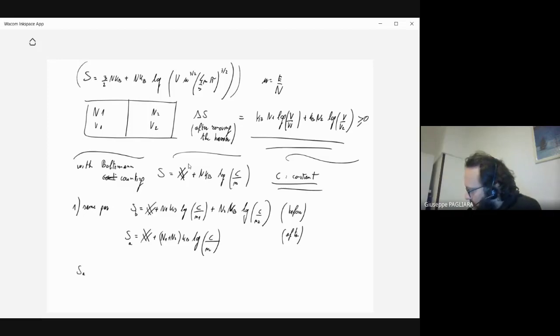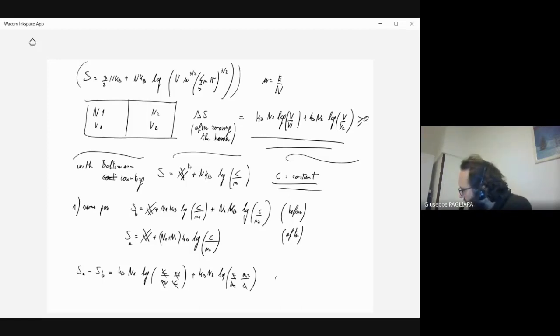The thing is that when you do S_A minus S_B, you have K_B N1 logarithm of C divided by N and N1 divided by C, plus K_B N2 logarithm of C divided by N and N2 divided by C. This drops, and also N1 and N and N2 and N, because N is equal to N1 equal to N2 by hypothesis. Then this means that the difference S_A minus S_B is equal to zero when you have the same gas. So you solve the Gibbs paradox. When you have two different gases instead, what you get is the following. Let me change page.